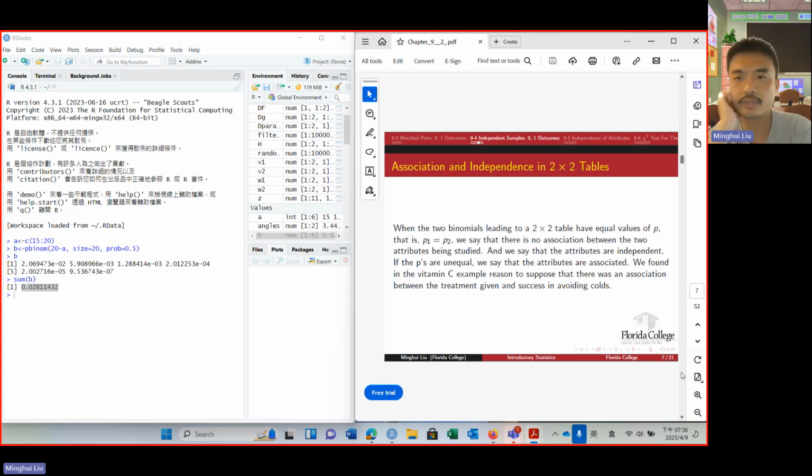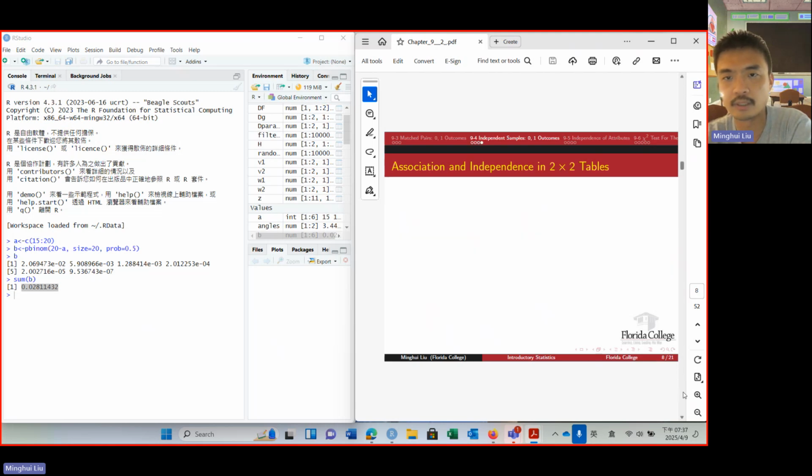So here, whenever there is a 2 by 2 table, if the two groups have equal value P, that is P1 equals P2, then we say that there is no association between the two attributes being studied, and we say that the attributes are independent. If the P's are unequal, we say that they are associated. And what we found in the vitamin C example is that we suppose there is association between the treatment given and also the success rate in avoiding colds.